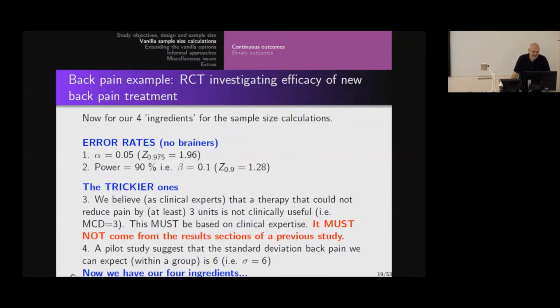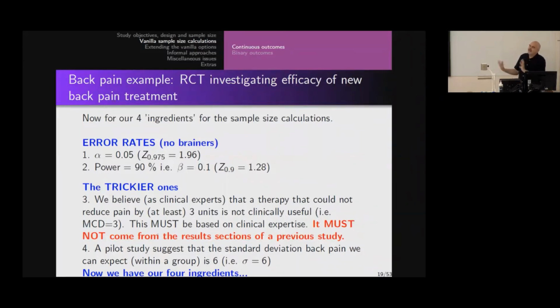Okay, great. And number 4, a pilot study. We collected 10 patients. We just sort of trialed it. It might have been a phase 2 type of study. A pilot study suggested that the standard deviation in back pain we can expect within a single group, say just a control group, is about 6 units, okay? So we can get that from previous research, we can get it from a pilot study.